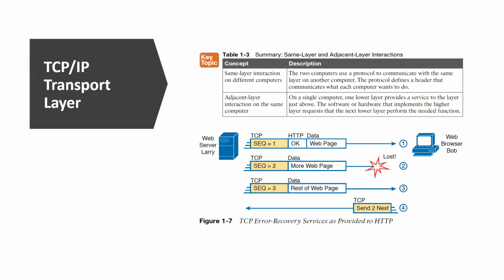I'm going to read the actual definition Cisco lays out. Same-layer interaction on different computers: the two computers use a protocol to communicate with the same layer on the other computer. The protocol defines a header that communicates what each computer wants to do. So let's use an example.